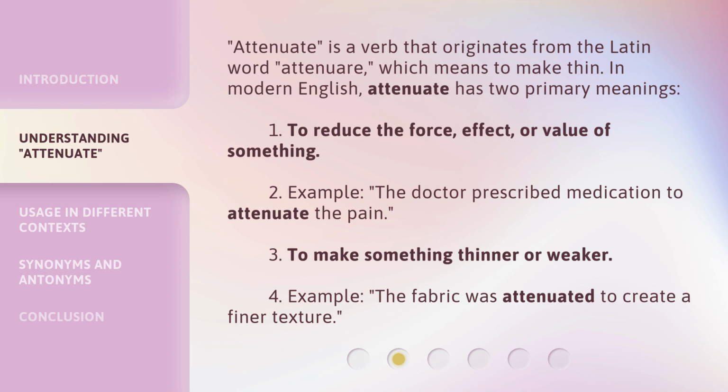Attenuate is a verb that originates from the Latin word attenuare, which means to make thin. In modern English, attenuate has two primary meanings. 1. To reduce the force, effect, or value of something. Example, the doctor prescribed medication to attenuate the pain. 2. To make something thinner or weaker. Example, the fabric was attenuated to create a finer texture.